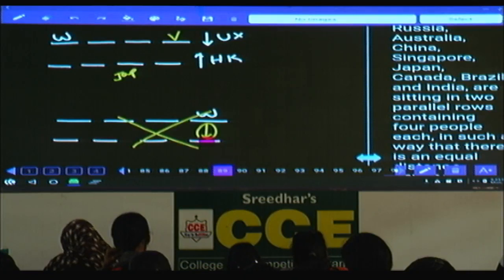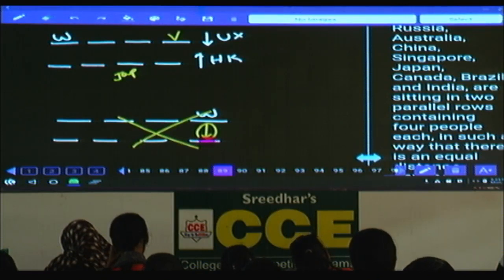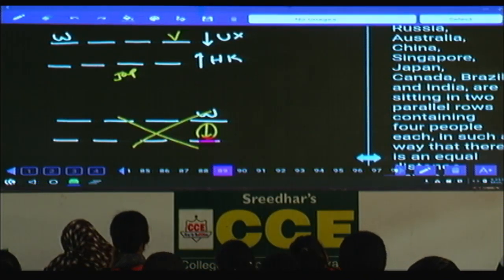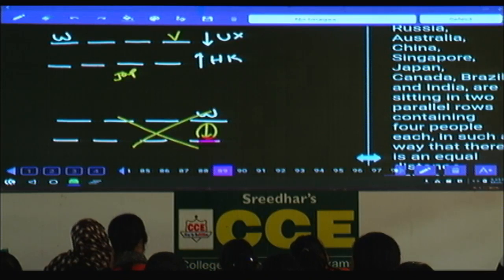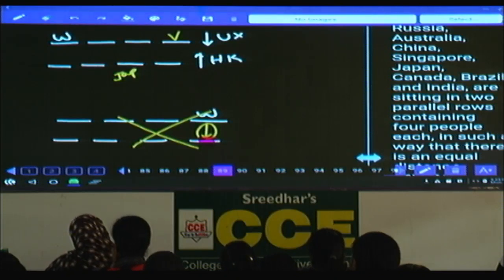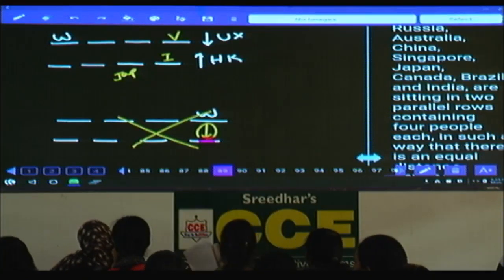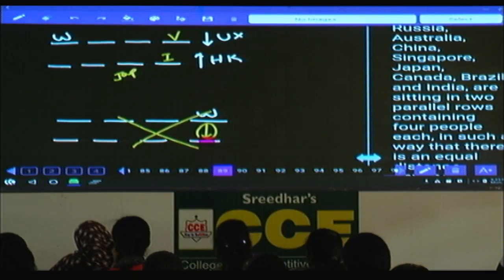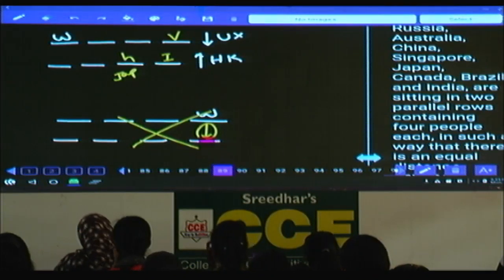First information. The person from Canada sits opposite I who is from Russia. The person from Russia is an immediate neighbor of H, isn't it? As Russia is an immediate neighbor of H, where should this I, H be? I is from Russia. As I is from Russia, I can be here. If I is here, the person from Russia is an immediate neighbor of H, okay? Then H will be at this place. Are you following this one or not?